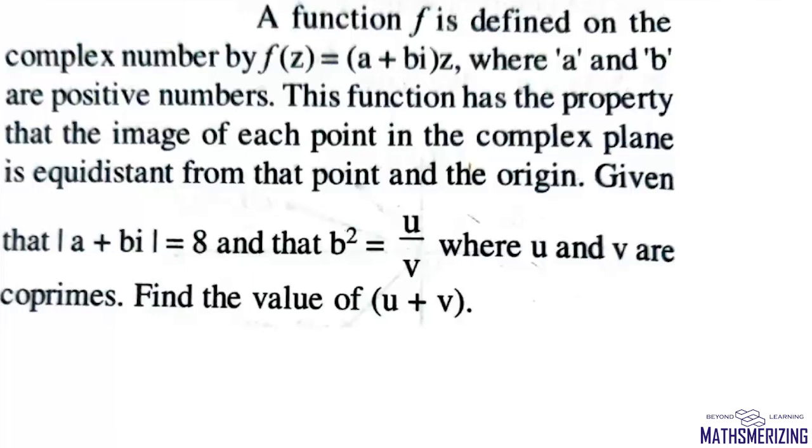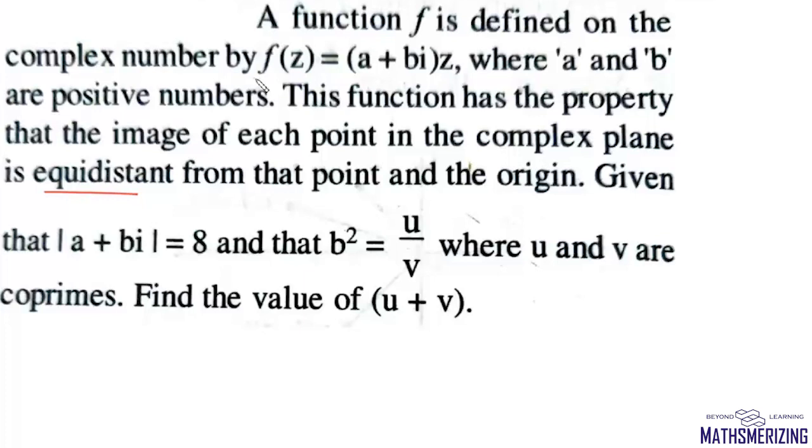Now the next question is, a function f is defined on complex numbers by f(z) equals (a plus iota b) z, where a and b are positive numbers. And it says this function has the property that the image of each point in the complex plane is equidistant from that point and the origin. We are given that mod of a plus b iota is 8 and b square is u upon v. We need to find the value of u plus v.